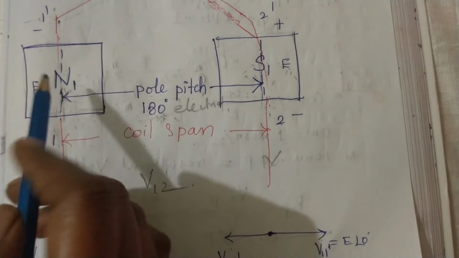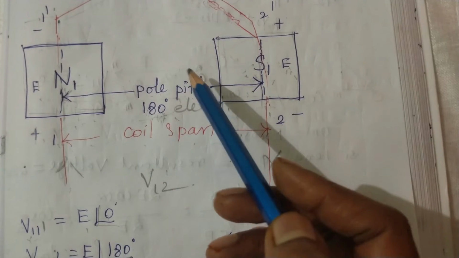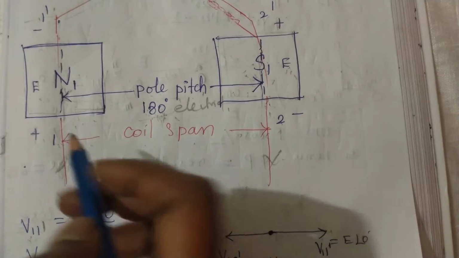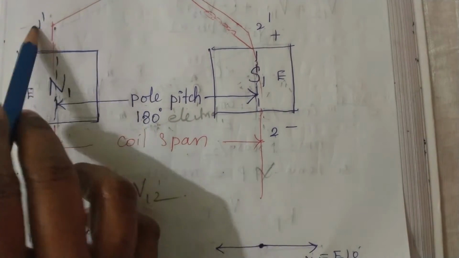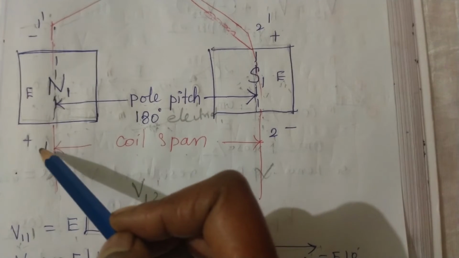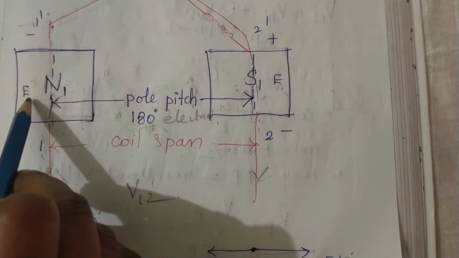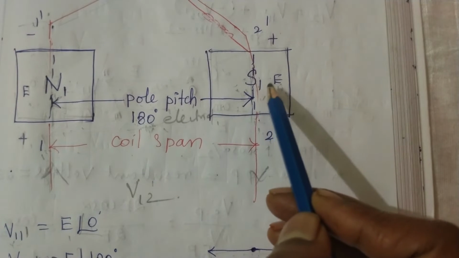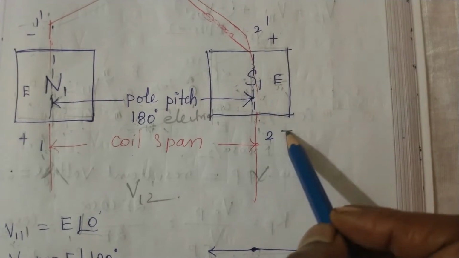Now there will be an EMF in each conductor. In case it is a generator, the EMF is going to occur across each conductor. So we have to find that. First of all, the first conductor terminals are 1 and 1 dash, and the second conductor terminals are 2 and 2 dash. In the first conductor, the voltage across it I have taken as E, and its polarity is plus and minus.